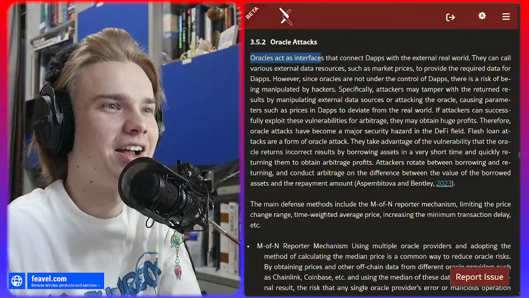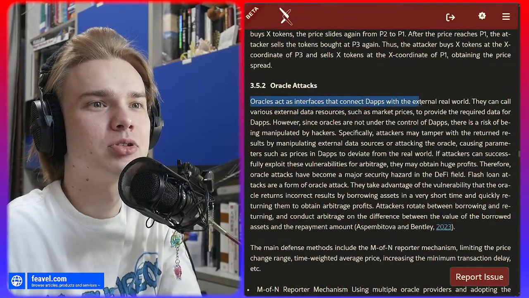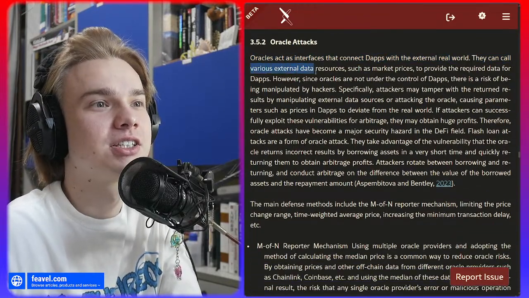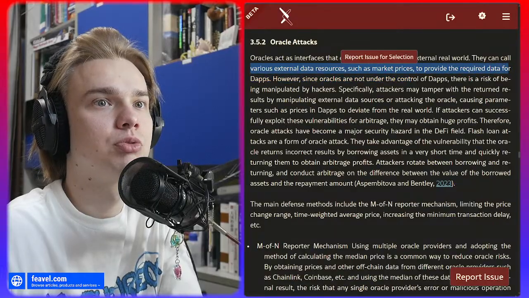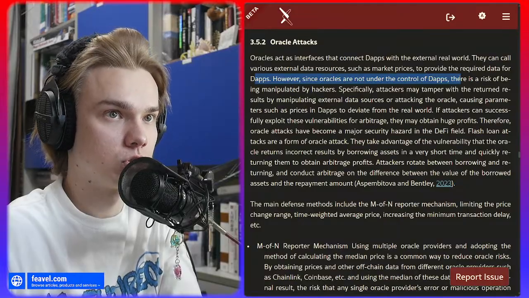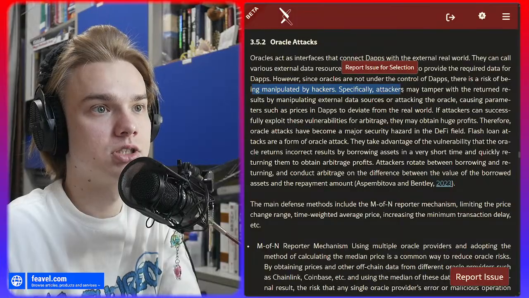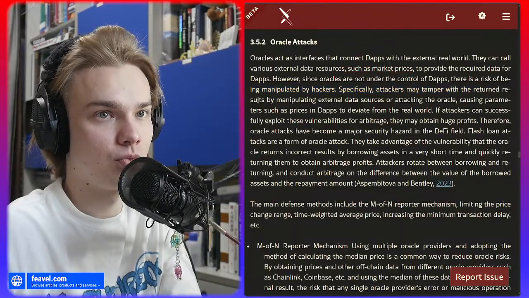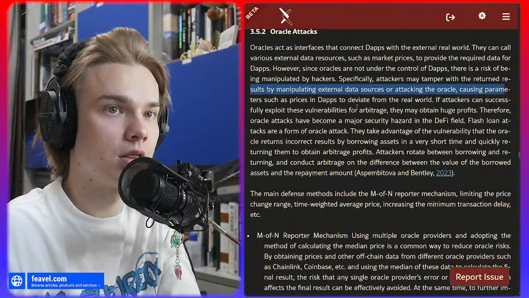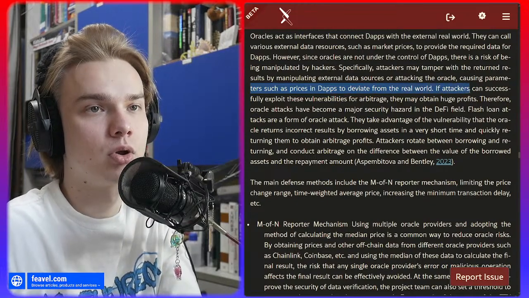Cool. Oracles act as interfaces that connect the apps with the external real world. Yo, this is gonna be crazy. They use various external data sources such as market prices to provide the required data for the apps. However, since oracles are not under the control of the apps, there is a risk of being manipulated by hackers. Specifically, attackers may tamper with the returned results by manipulating external data sources or attacking the oracle, causing parameters such as prices in dApps to deviate from the real world.